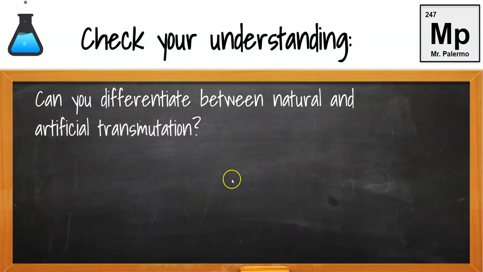So let's check your understanding. Can you differentiate between natural and artificial transmutation?